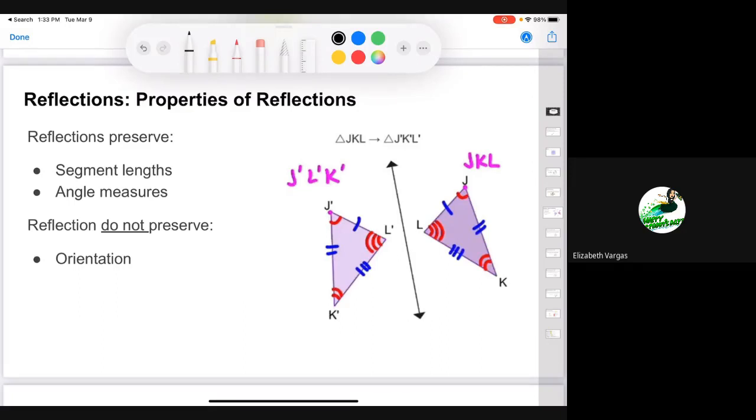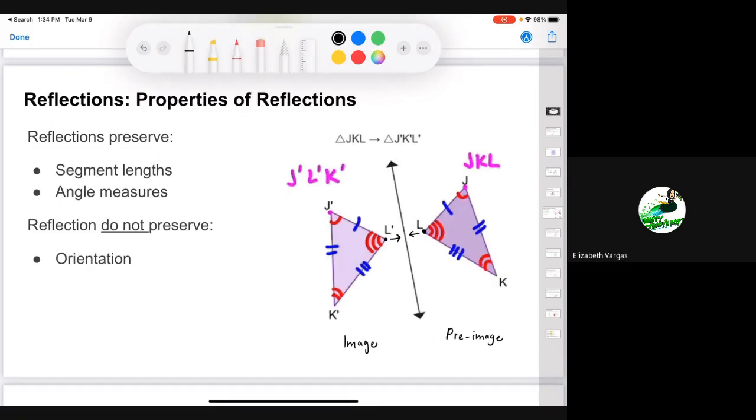For example, here we would have our pre-image. And here we have our image. And what we notice is that the orientation changes a little bit. And what I mean by orientation, well, here's an example. Here we have L, and we can say that L is kind of facing this way towards the line of reflection. Well, the L on this one is facing a totally different way of that line of reflection. So as we can see there, the orientation kind of changes.